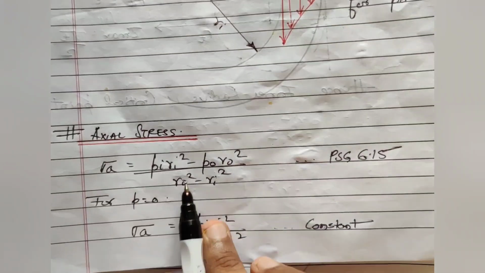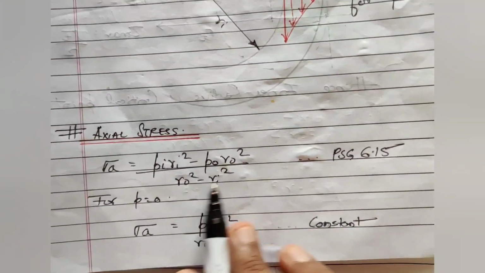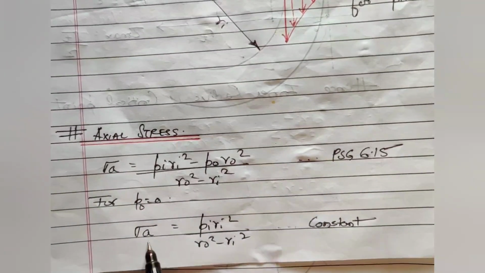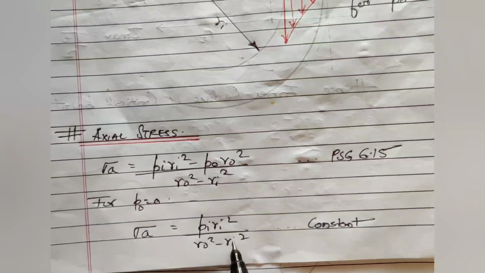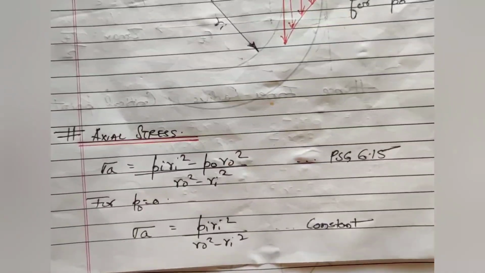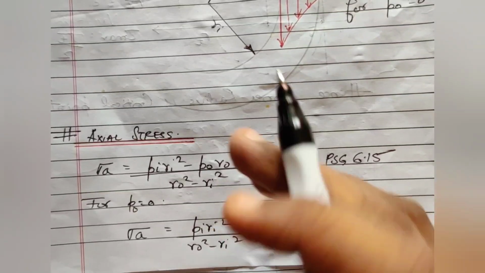This axial stress comes out to be (Pi Ri square minus Po Ro square) over (Ro square minus Ri square). Again, this equation is on page 6.15, you can find it there. For external pressure Po to be 0, you get the axial stress as Pi Ri square over (Ro square minus Ri square). Here Pi is constant, Ri is constant, and Ro is also constant, so this stress remains constant throughout. It is not a function of your radius. So axial stress remains constant.